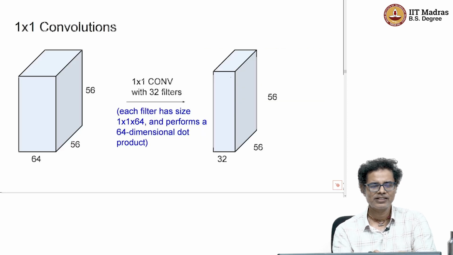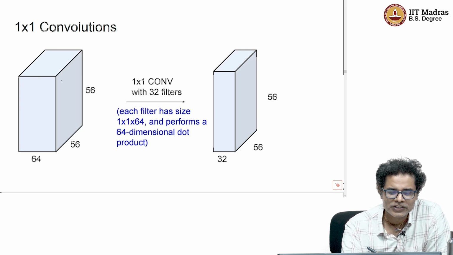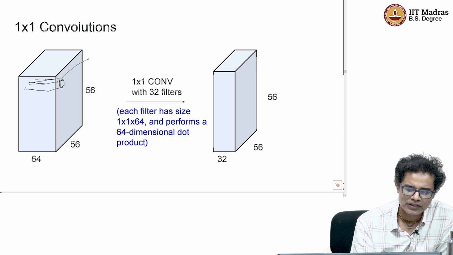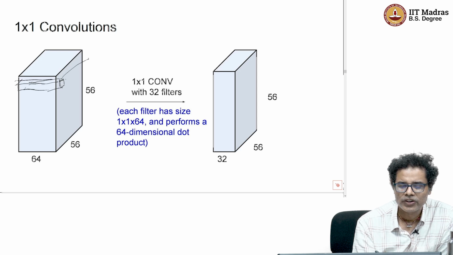As the name suggests, it is doing 1 cross 1 convolution. Generally 3 cross 3 means it will look at a 3 cross 3 window, and of course it looks in 3 dimensions. So if you have 64 layers and it is a 3 cross 3 filter, then the number of weights is 3 cross 3 cross 64, right?